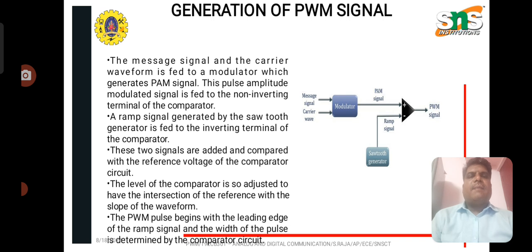The level of the comparator is so adjusted to have the intersection of the reference with the slope of the waveform. The pulse width modulated pulses begin with the leading edge of the ramp signal and the width of the pulse is determined by the comparator circuit.